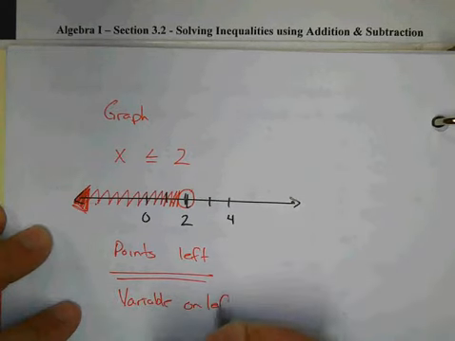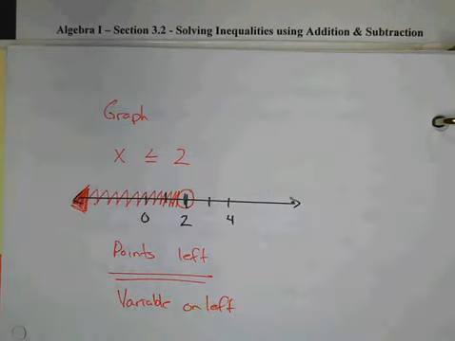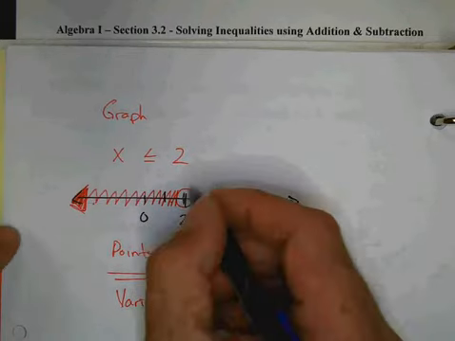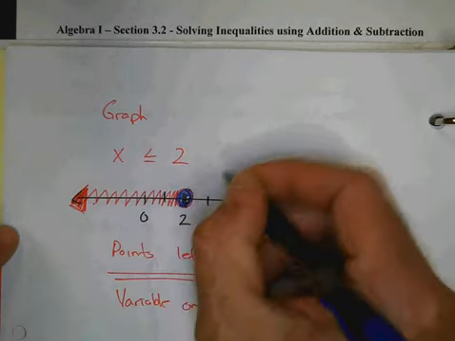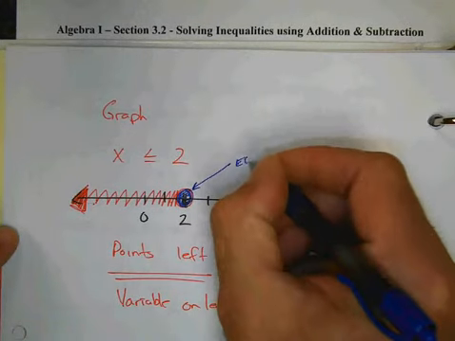All right, so is that what you have? Haley's shaking her head no. Haley, what's wrong with what I've done? I didn't fill in the circle. Okay, why do I need to fill in that circle? Okay, because it's equal to.